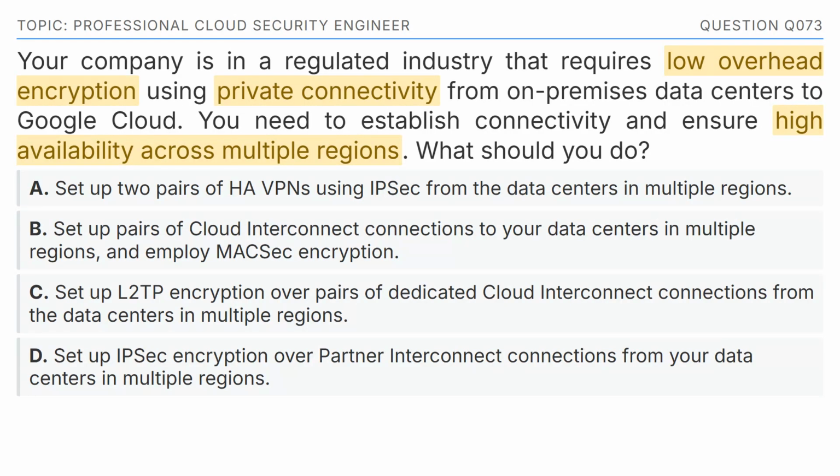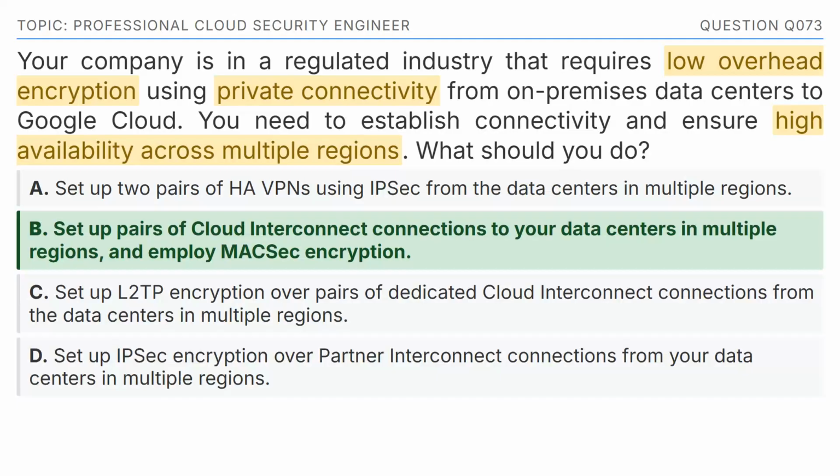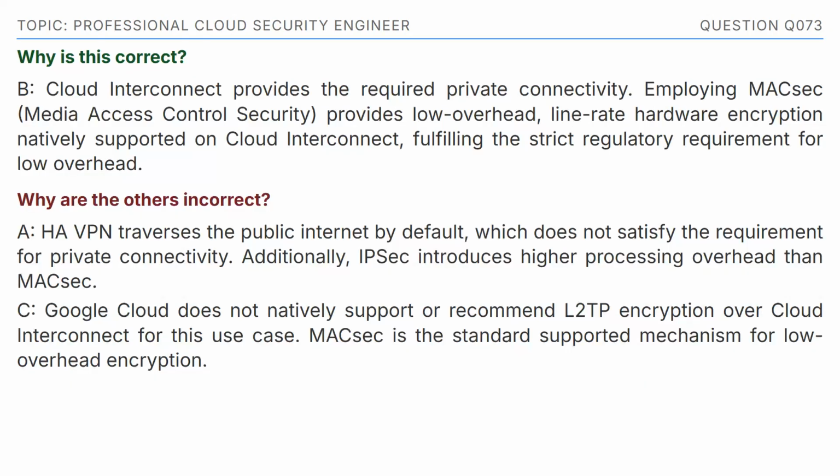To arrive at the correct answer, we focus on the keywords: low overhead encryption, private connectivity, high availability across multiple regions. The correct answer is option B, set up pairs of cloud interconnect connections to your data centers in multiple regions, and employ MACsec encryption. Why is this correct? B. Cloud Interconnect provides the required private connectivity. Employing MACsec, Media Access Control Security, provides low-overhead, line-rate hardware encryption natively supported on Cloud Interconnect, fulfilling the strict regulatory requirement for low overhead.